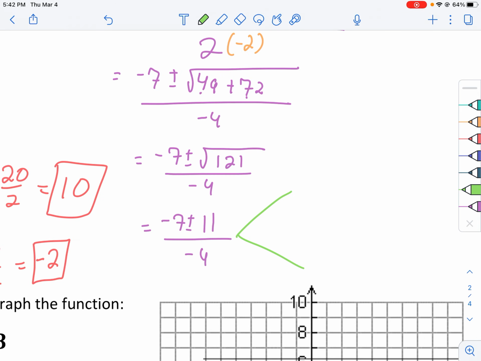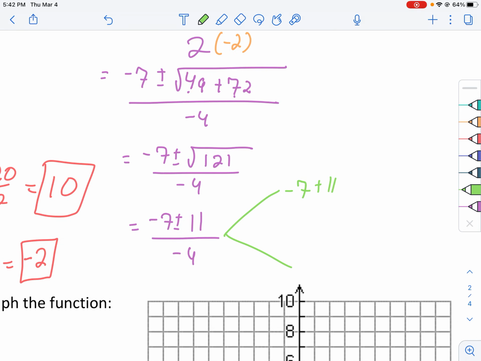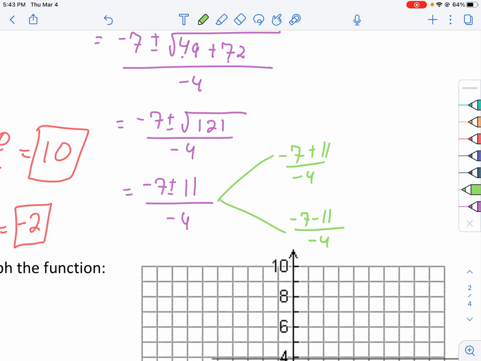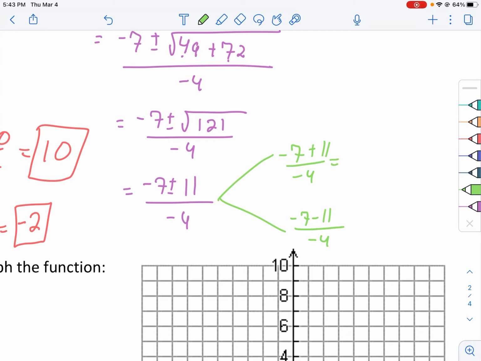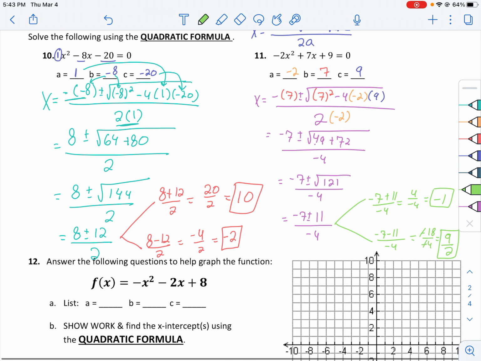And then you split it up into its two cases. Negative 7 plus 11 divided by negative 4. Negative 7 minus 11 divided by negative 4. Negative 7 plus 11 would be 4, right? So positive 4 over negative 4, which gives us negative 1. And then negative 7 minus 11 would be negative 18 over negative 4, which both of those are divisible by 2. So we're going positive 9 over 2 because the negatives cancel. So it's all positive. All right? And that's how we use the quadratic formula.